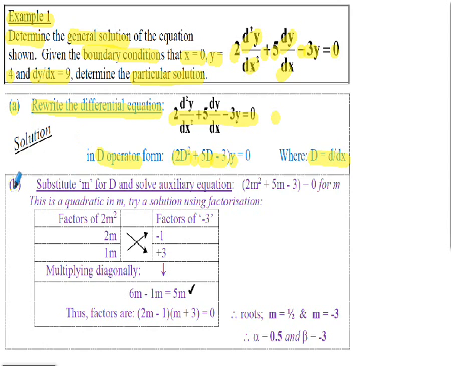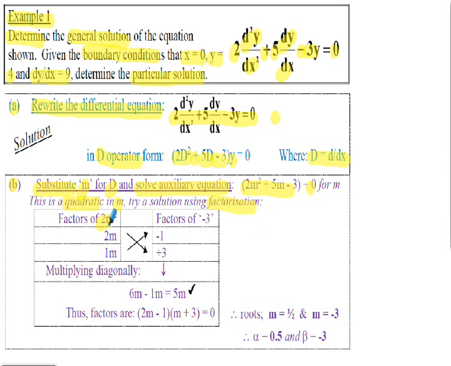Step 2, labelled part B here, we're now going to substitute the m symbol for D in the above equation and write the auxiliary equation as 2m squared plus 5m minus 3 is equal to 0. This is now a quadratic in terms of m. I'm going to solve by factorisation here.